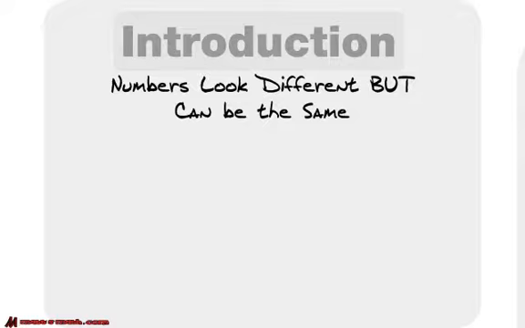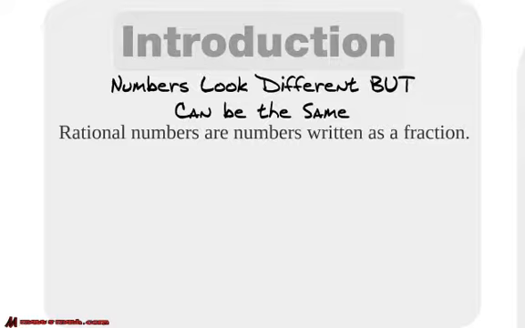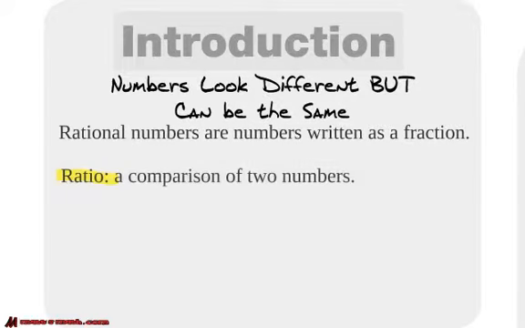Numbers can look different, but they can actually be the same thing. If you think about it, rational numbers are numbers written as a fraction. It's a ratio. Notice the word ratio inside of rational. So a rational number is really a number that can be written as a comparison. So first we need to talk about what a ratio is, which is a comparison of two different numbers. You might need to know that.